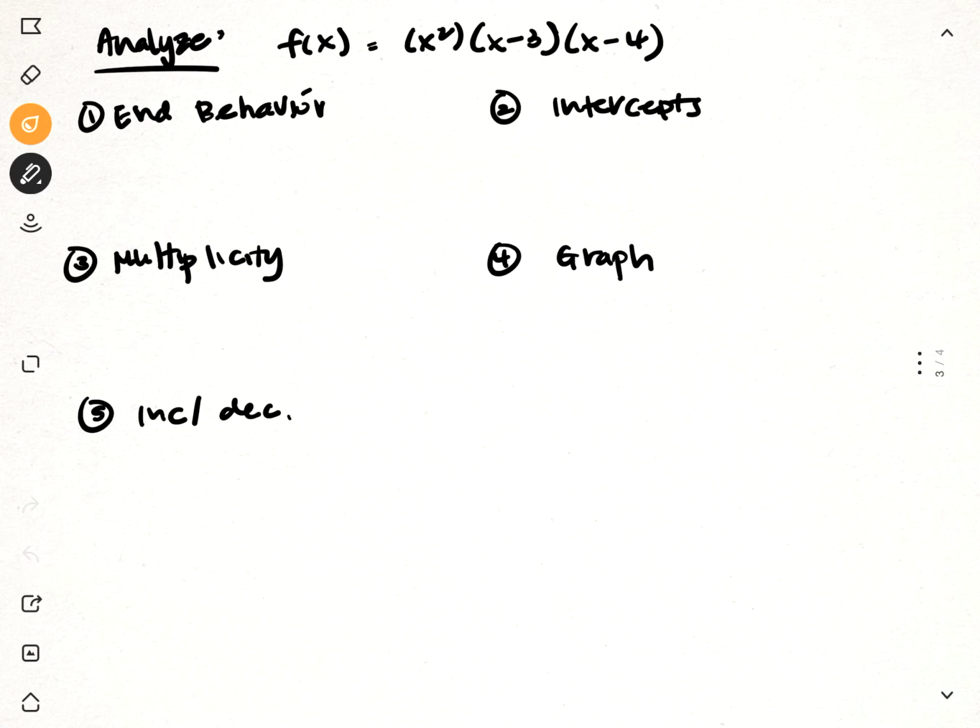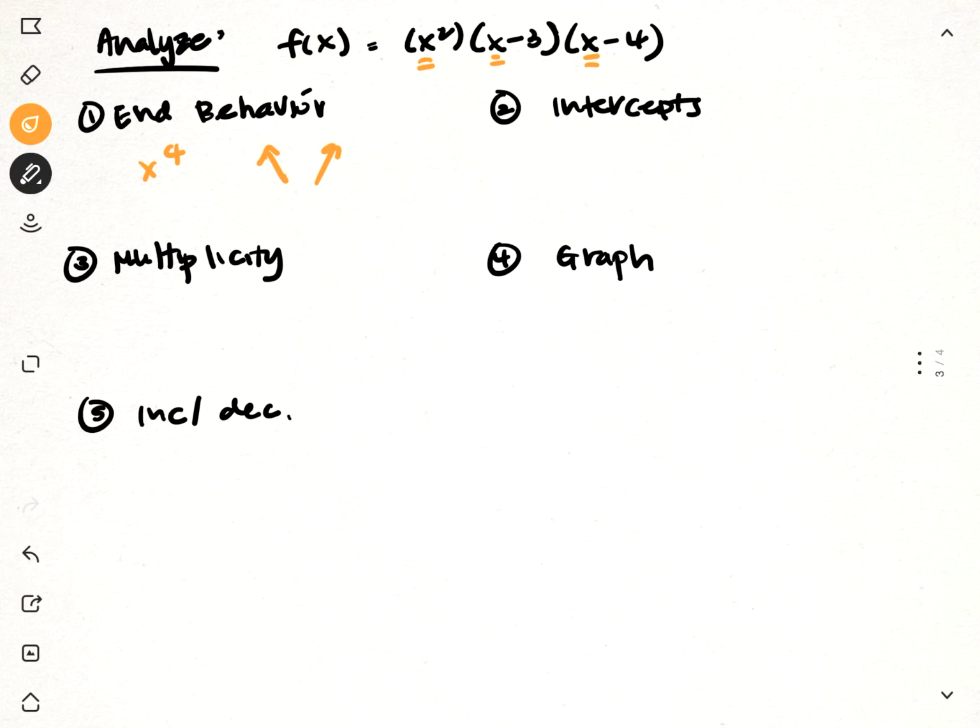Yep. So this time we have f of x equals x squared times x minus 3 times x minus 4. So the end behavior, we have 1x here, we have 1x here, and we have x squared. So that would be x to the 4th, right? We're just multiplying the leading terms for each of those. So that'd be x to the 4th. Because it's an even and it's positive, then it looks like a positive parabola towards the ends.